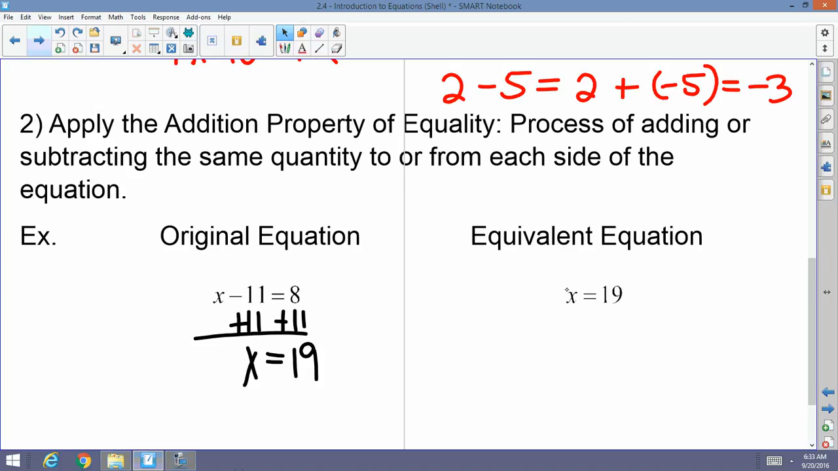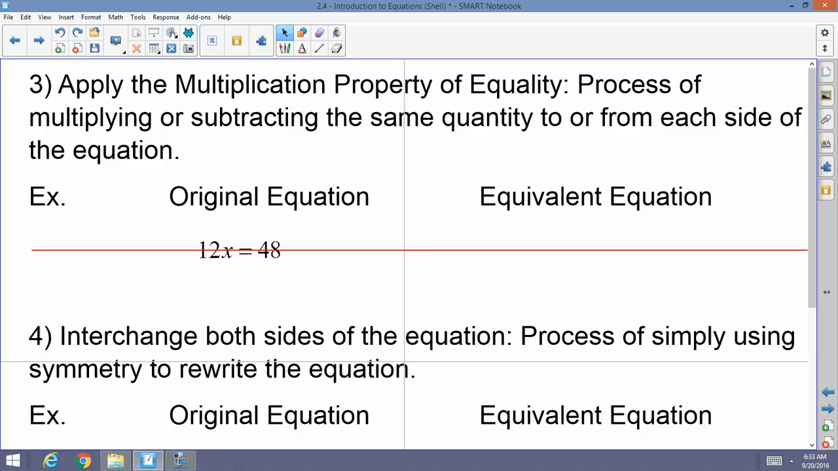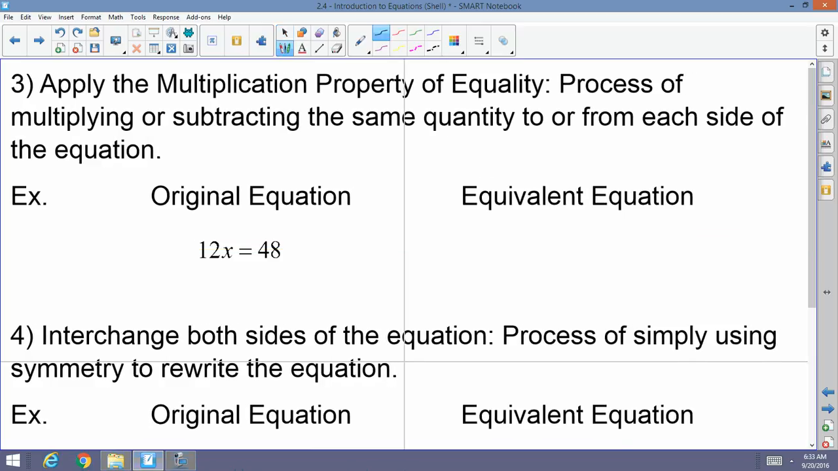Okay. Next, you can apply the multiplication property of equality. Similar to the addition property, this is the process of multiplying, oh, my bad, guys. Sorry about that. Or dividing. Go ahead and change that, please, in your notes. My bad, I apologize. Process of multiplying or dividing the same quantity to or from each side of the equation.